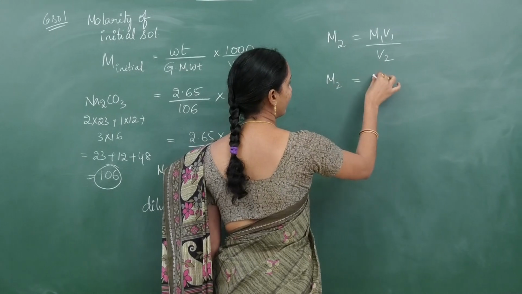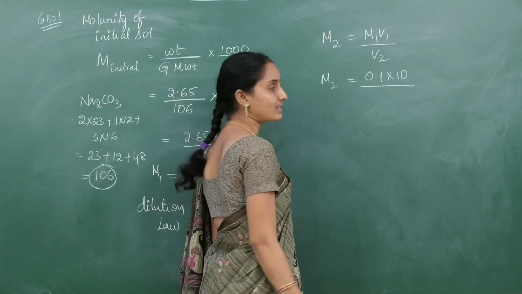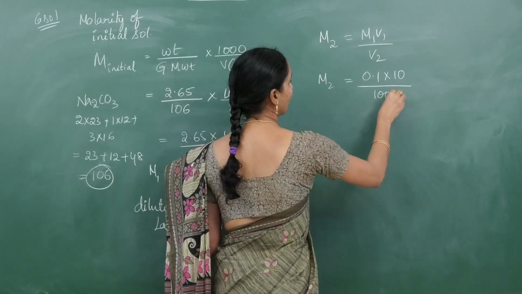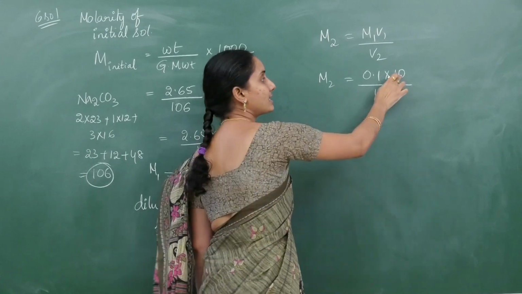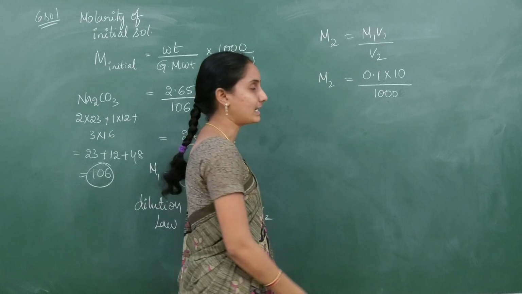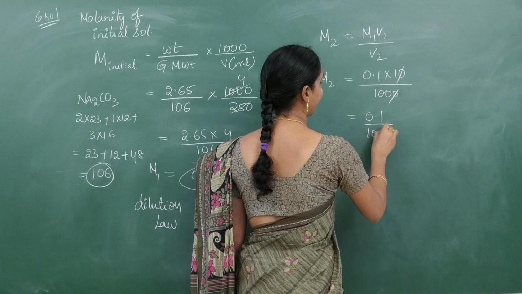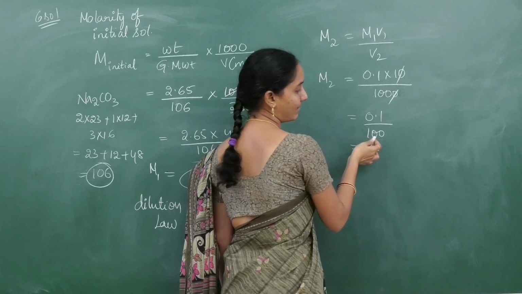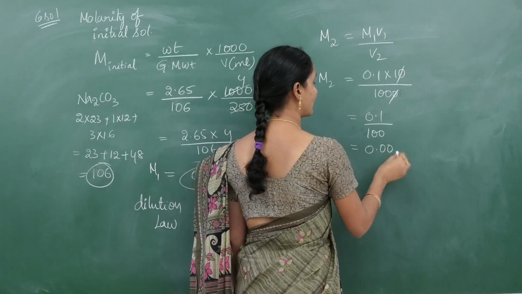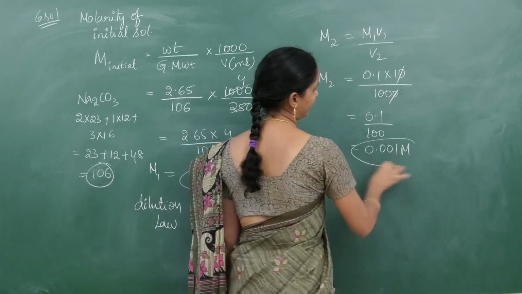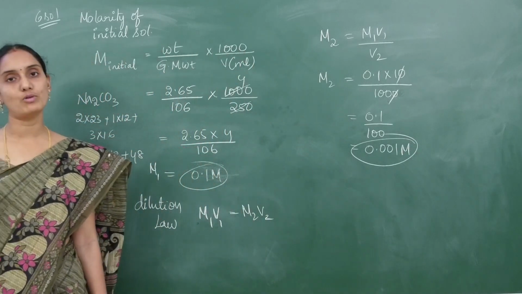So M2 is equal to M1, which we got as 0.1, into 10 ml of that solution taken. V2 you take as 1000 ml, because 1 liter is given in the question. Here it is taken in ml, so this should also be taken in ml only. This gets cancelled, 0.1 by 100, again 1 by 10, so 1 by 1000 it becomes 0.001 molar is the answer. So the answer for that question is 0.001 molar.